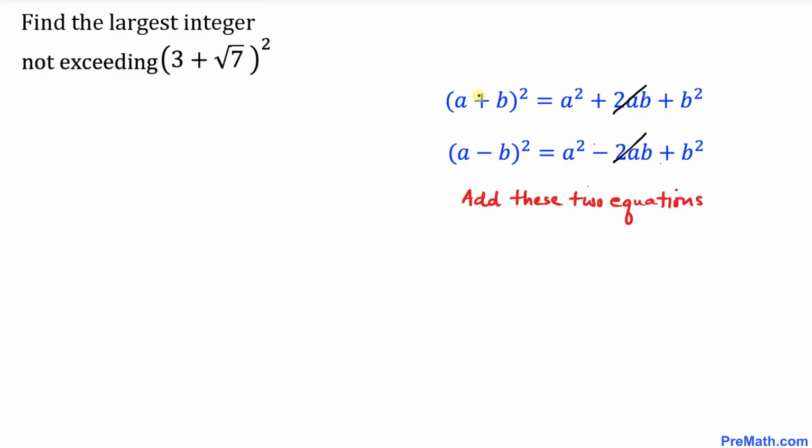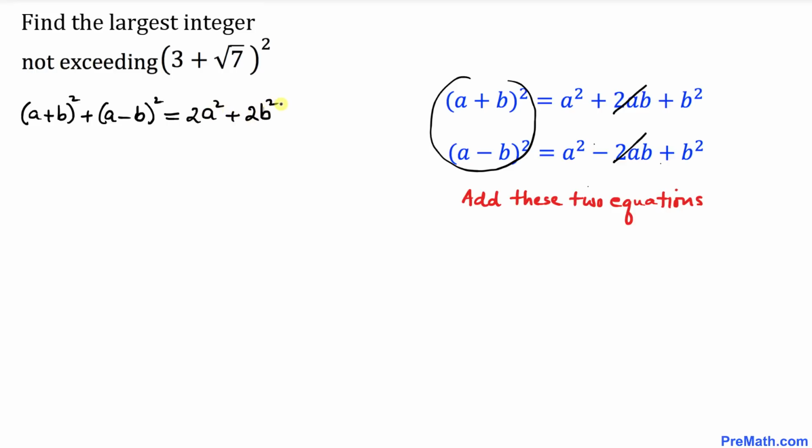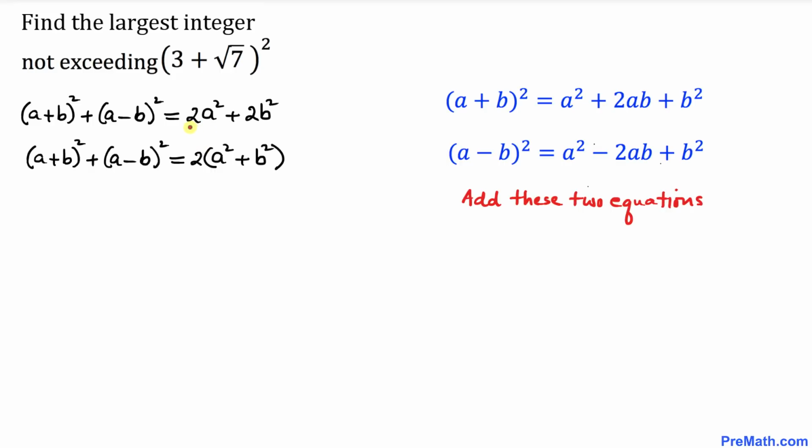So we end up with, on the left hand side, (a plus b) square plus (a minus b) square, and on the right hand side, 2a square plus 2b square. In this next step, I brought this 2 outside since it's common, so I can write 2 times (a square plus b square).